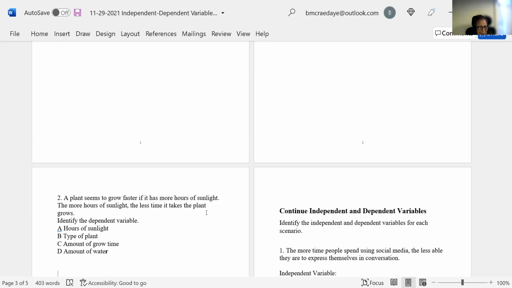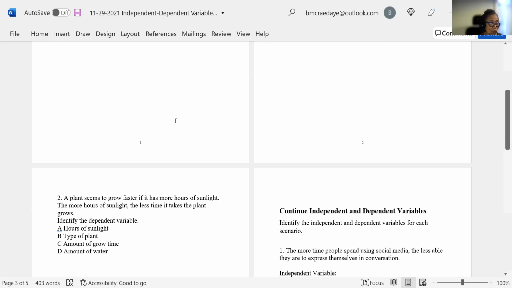Sunlight. We have 2 things here, right? The dependent will be the hours of the sunlight. The hours of the sunlight is dependent on what? How the plant grows. The hours is dependent upon the growth of the plant. Think about it. Okay. The amount of growth time. That's it. Very good, Maureen.